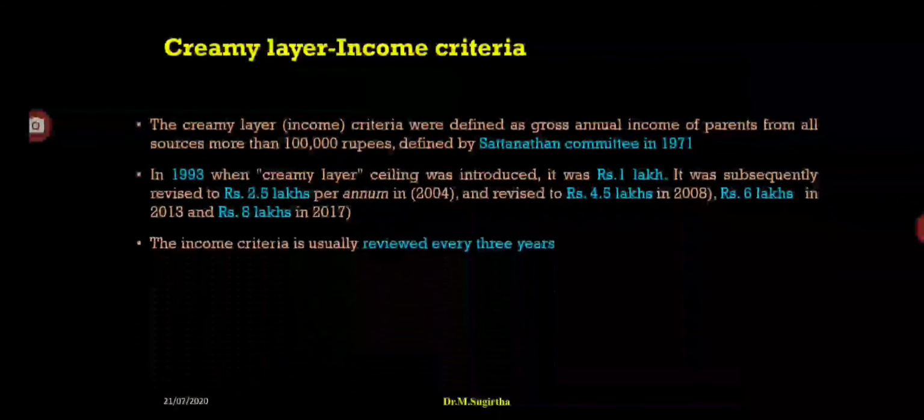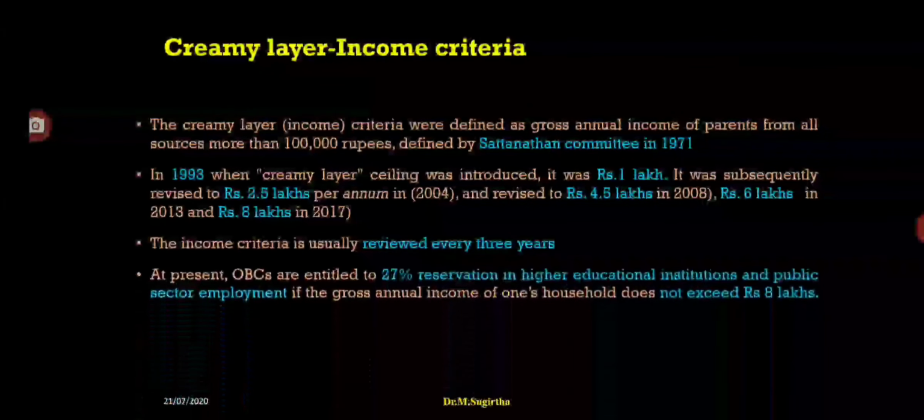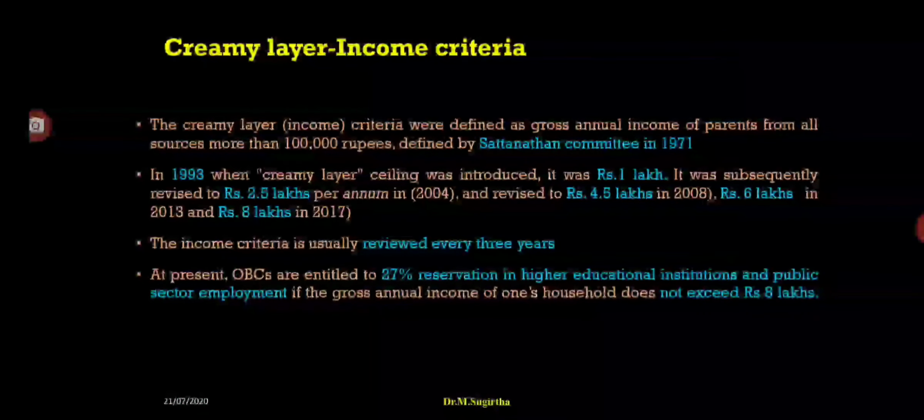The income criteria is usually reviewed every 3 years. At present, OBCs are entitled to 27% reservation in higher educational institutions and public sector employment if the gross annual income of one's household does not exceed rupees 8 lakhs. A person with annual income of 8 lakhs or more is classified as belonging to the creamy layer among OBCs and cannot avail of reservations.